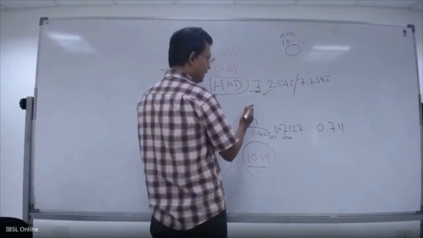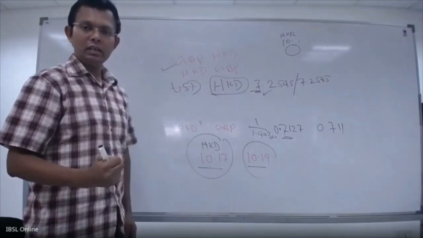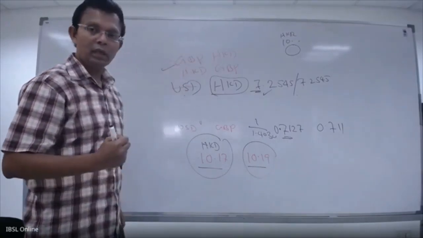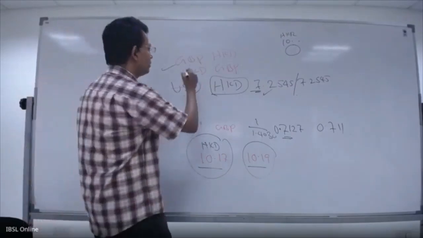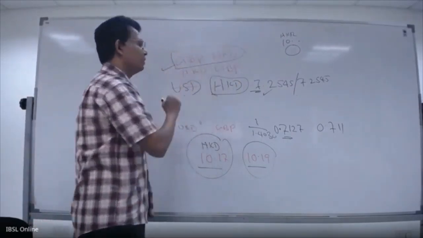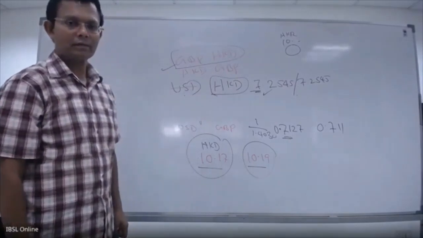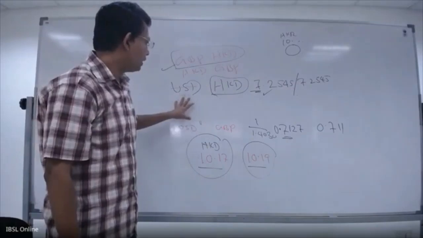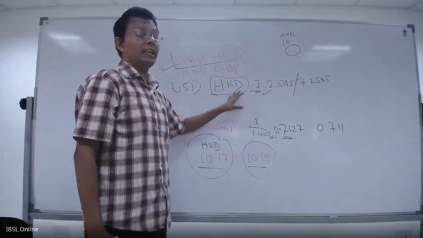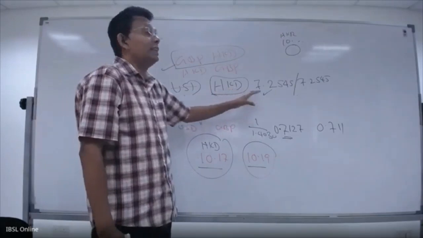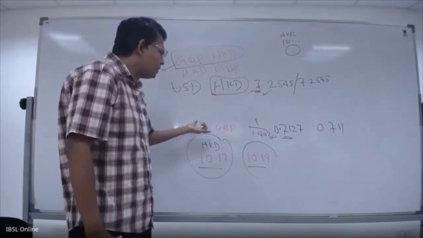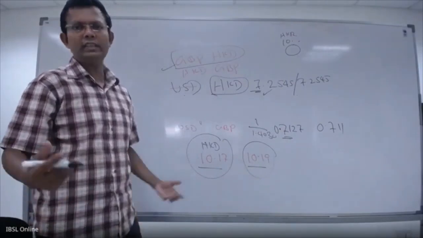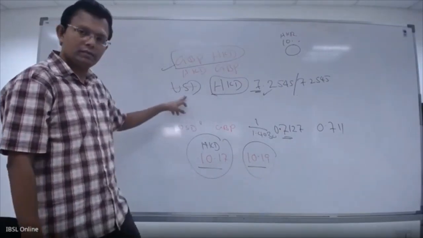So of these two currency pairs, HKD should be on your right hand side. So which one do you select? Then this one. How did you decide? $1 equals 7 HKD. Here $1 equals 0.7, less than 1. Who pays more? HKD pays more for $1. Correct?